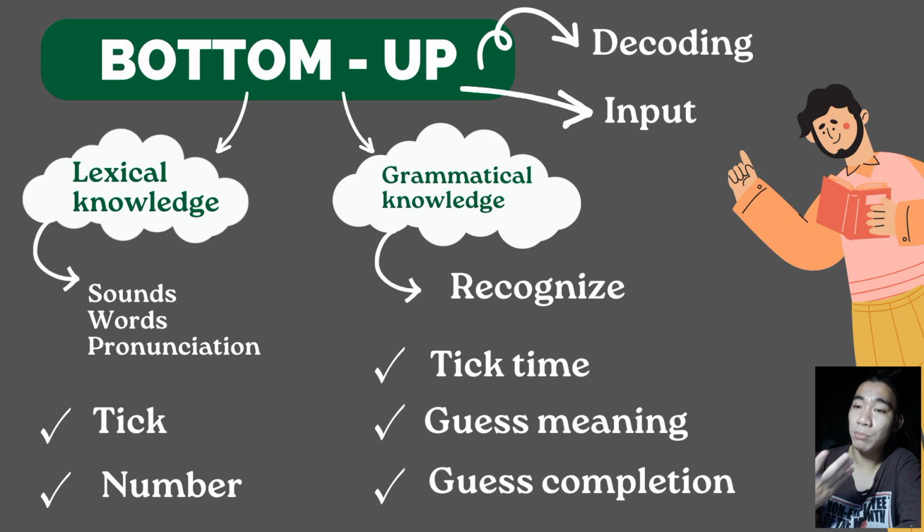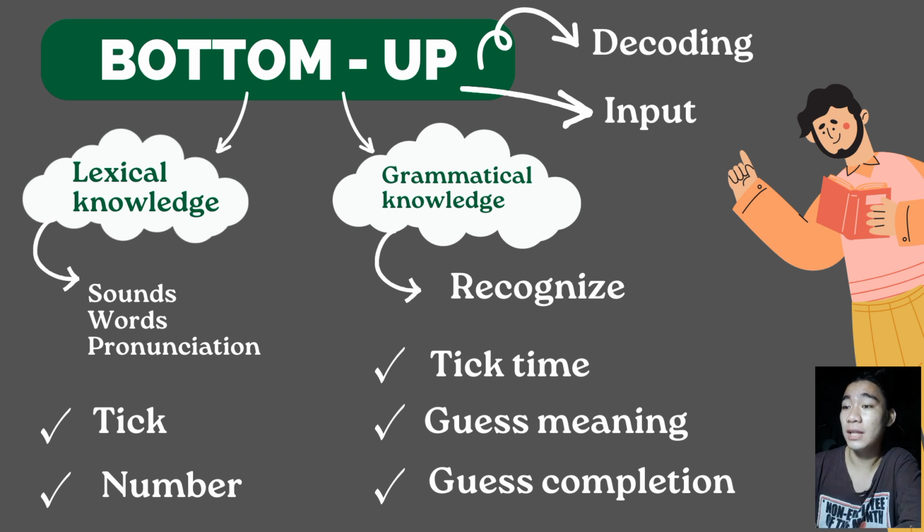So to reach the meaning of what you are listening to, you have to decode what you receive. To decode the input, it can be divided into two general dimensions, which are number one, the vocabulary, and number two, the grammar. So here, the bottom up can be divided into two general dimensions, the lexical knowledge and grammatical knowledge. You cannot understand any spoken discourse if you don't have the grammatical and lexical knowledge.